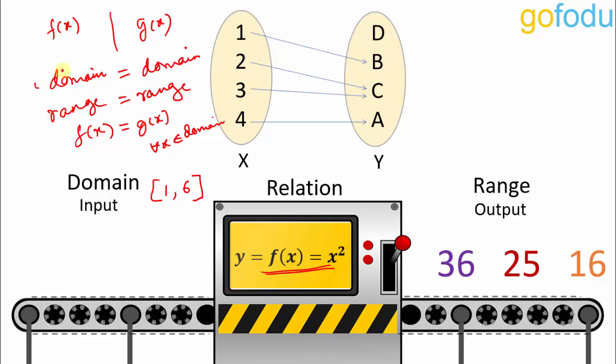Their domain should be equal, their range should be equal, and for all x within the domain, the value of f of x should be equal to g of x. So you can use these three points to check if two functions are equal or not.